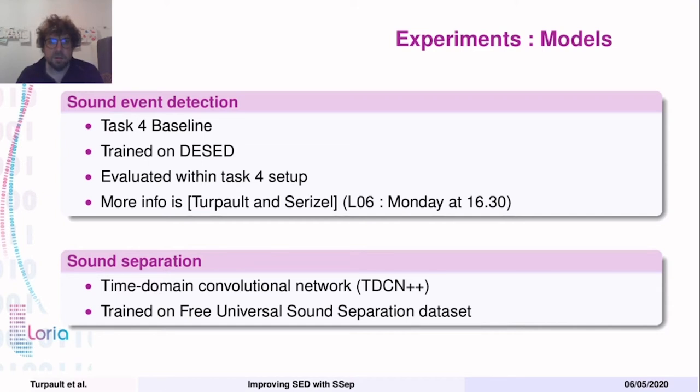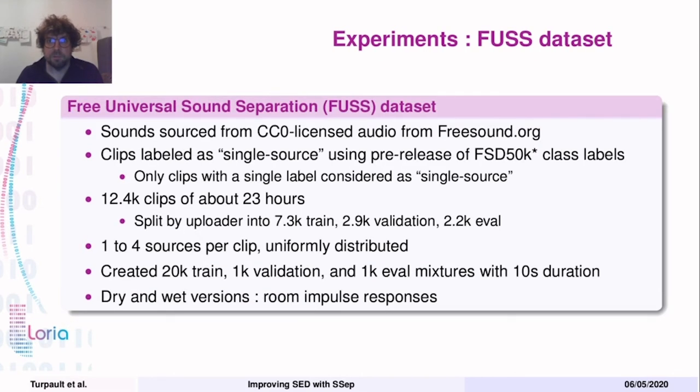The sound separation is a time domain convolutional network, trained on the Free Universal Sound Separation dataset. This first dataset is composed of sound sources collected from the FSD50K dataset that was released in early October. We have roughly 10,000 clips, which amount to a total of 23 hours. We split between 7,000 training files, 3,000 validation files, and 2,000 evaluation files.